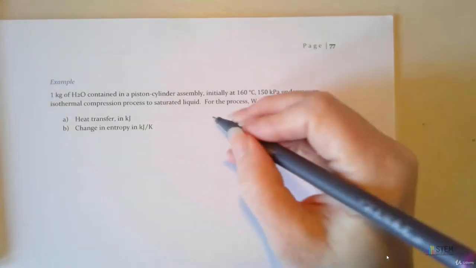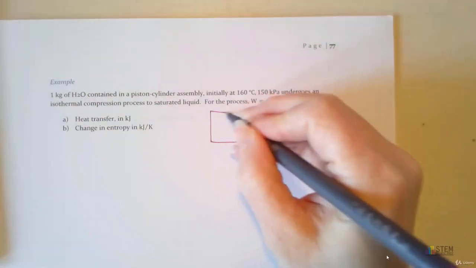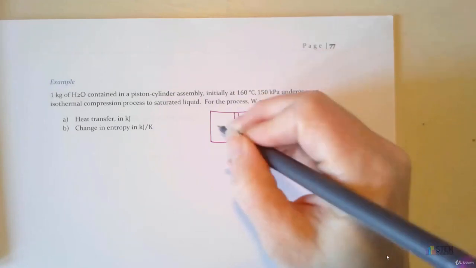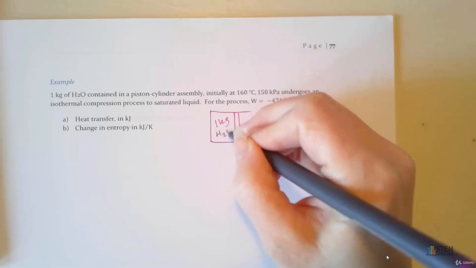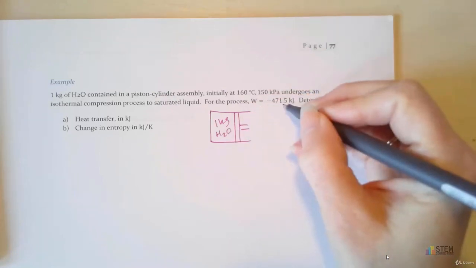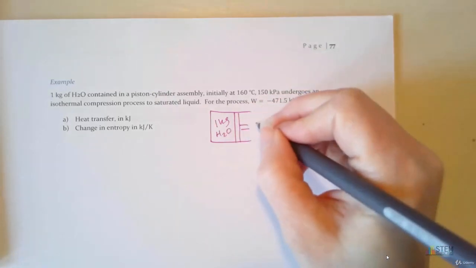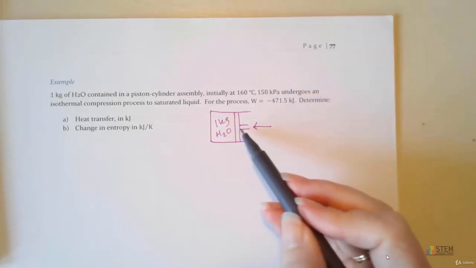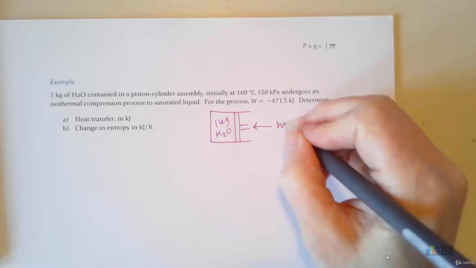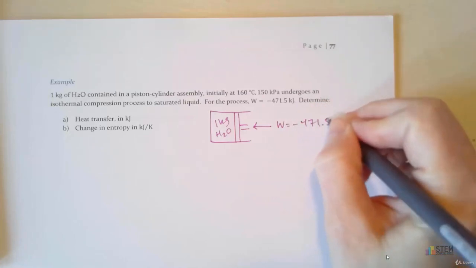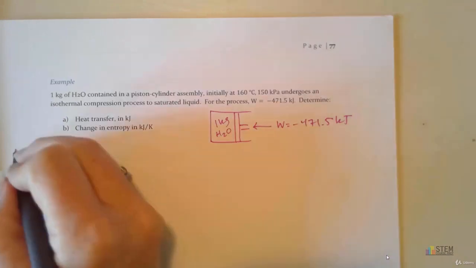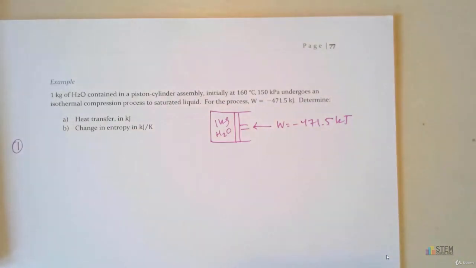First, let's draw a simple picture. We got a piston cylinder assembly, looks like this. Got 1 kilogram of water. Notice work is negative, so that means there's some external energy that's causing this piston to move. All right, so let's write that. So that's a picture of the problem we have, and let's write out our values for the states.